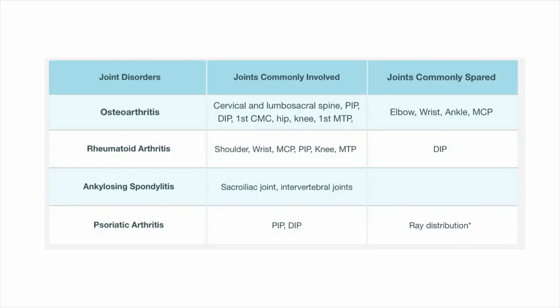And there's no classical sparing of distal joints like we see in osteoarthritis and rheumatoid arthritis. So it distributes like a ray. All the distal joints in the hands are involved. So that's what ray distribution is called.